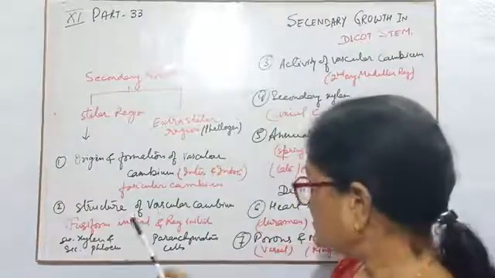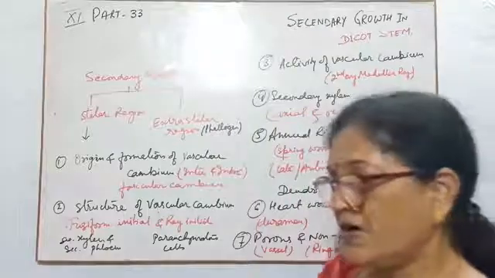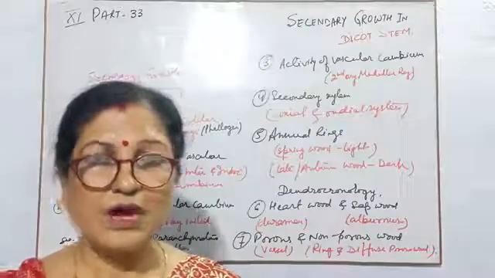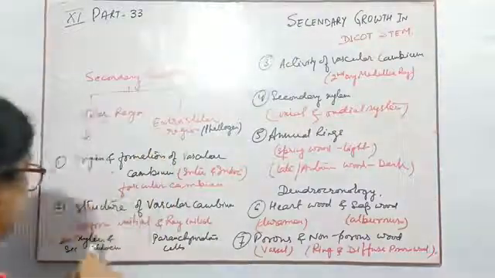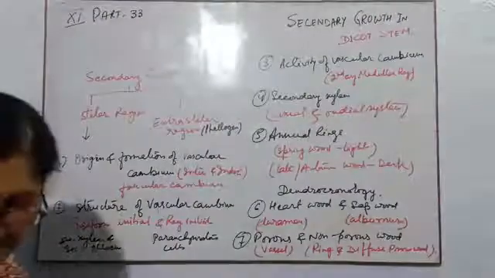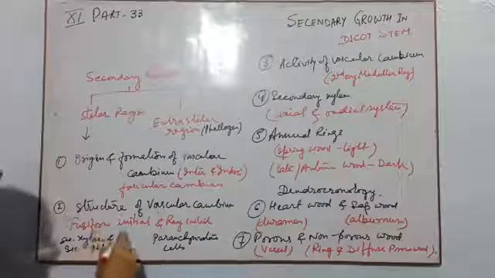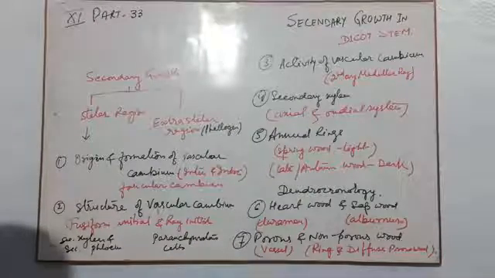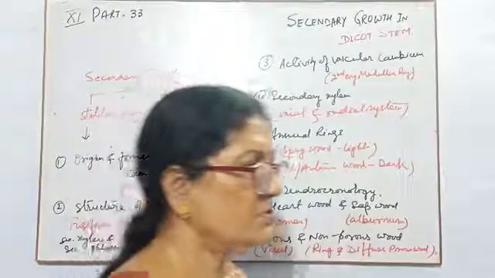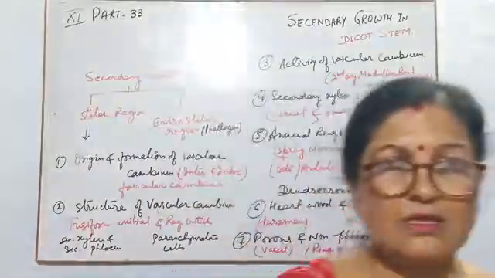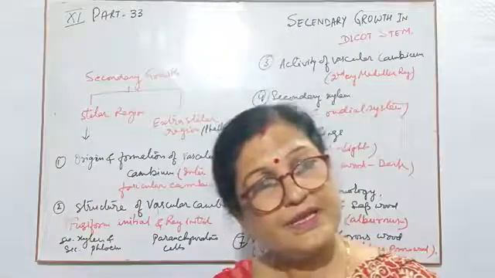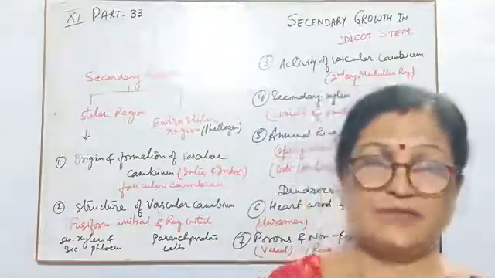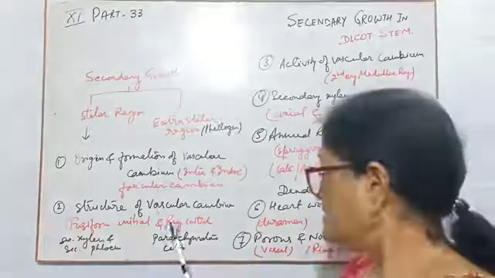Next one, structure of vascular cambium. Now how does the vascular cambium grow, how does it start to grow? They grow in two ways. First is fusiform initial and second is ray initial. Children, fusiform, you know from the taproot system: fusiform has a tapering end at one place. And another one is ray initial.